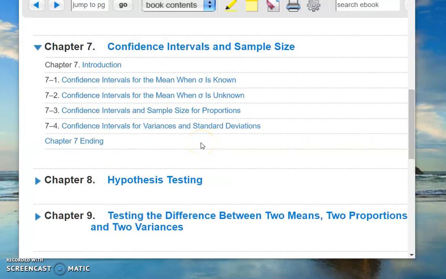This is section 7-3, chapter 7, of course, and this is video recording number 1. I like to always look back, make sure we're on the same page, we're all oriented as to where we are, what we have done. So 7-1 was confidence intervals for the mean, 7-2 was confidence interval for the mean. The difference was in 7-1 we knew what sigma was, and in 7-2 we did not know what sigma was.